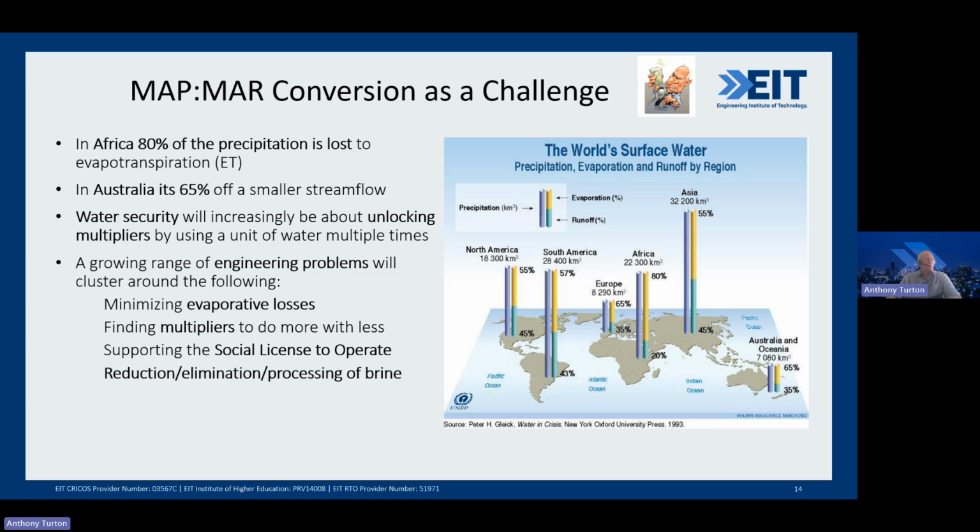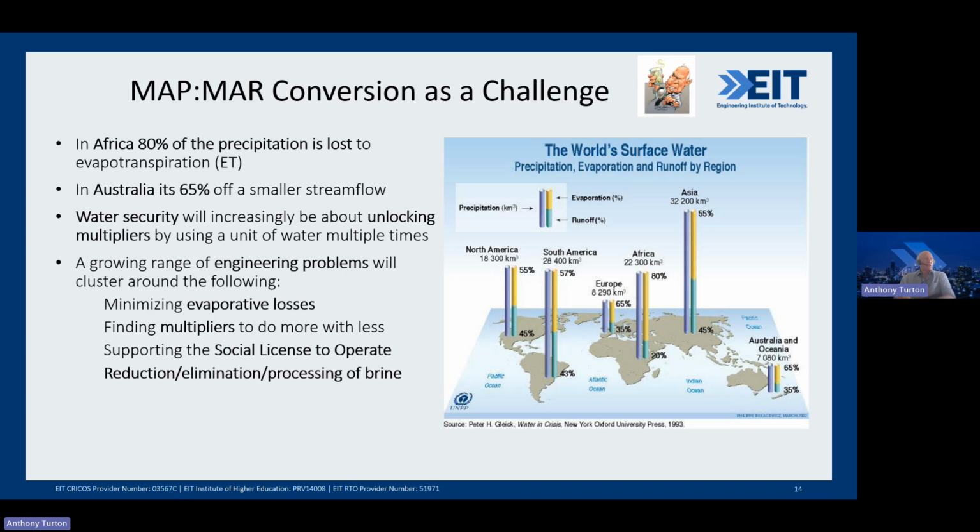ratio between MAP and MAR. Water security will increasingly be about unlocking the multipliers by using a unit of water multiple times. And this I see is very much the future of water resource management. And this is where I see the future of hard hydraulic engineering increasingly being integrated with computer modeling, with smart technologies, with Internet of Things kind of thinking, with predictive artificial intelligence.